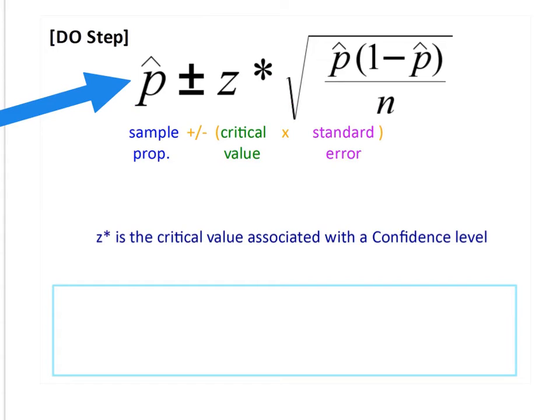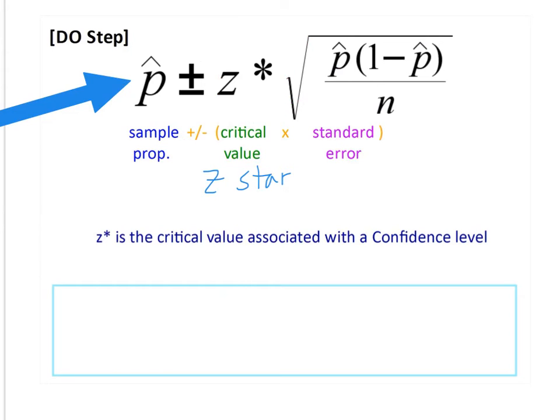So for a one proportion interval, this is actually the formula that I'm going to use. If I break it down, p hat is my point estimator, or my sample proportion, my statistic, plus or minus the margin of error. So this margin of error consists of two pieces: the critical value, which we call Z star, times the standard error, or my standard deviation. So we've seen this piece before. This is my spread. This is the standard deviation.